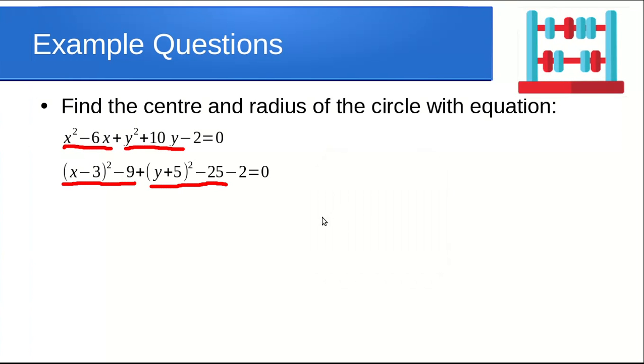Now once you've done that, all you need to do is dump, if you like, all the other numbers, the minus 9, the minus 25 and the minus 2, onto the other side of the equals. And then it becomes really clear that the radius is going to be 6 there, because that's r squared, remember, not r. And the centre is going to be (3, -5). Don't forget to change the signs of the values inside the brackets. And that's a fairly typical circles question.